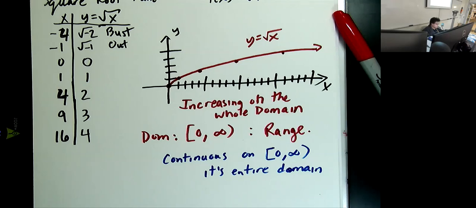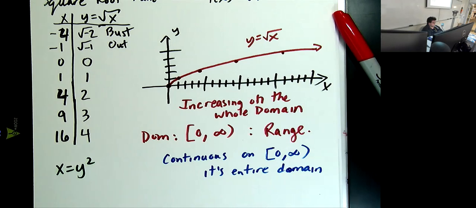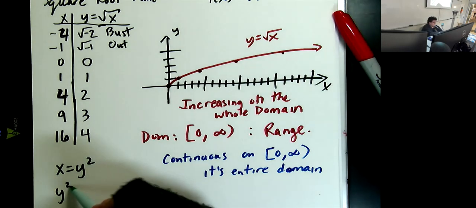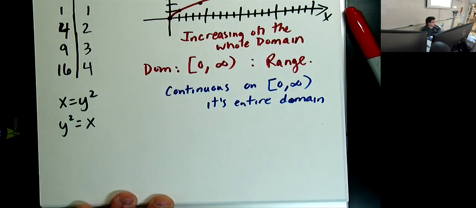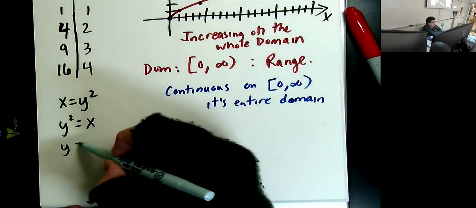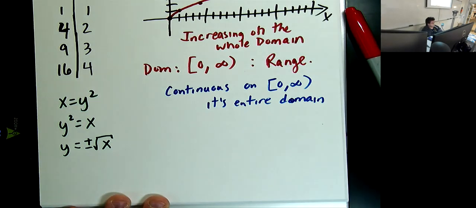Rather than jumping to the cube root one, I am going to show you x equals y squared, because it builds right off this one. Or y squared equals x. If you take the square root of both sides here, we get y equals plus or minus the square root of x.